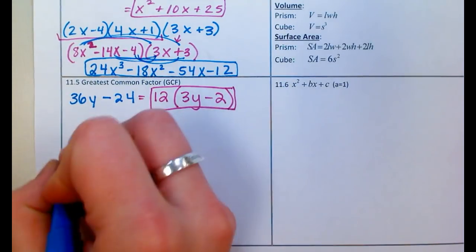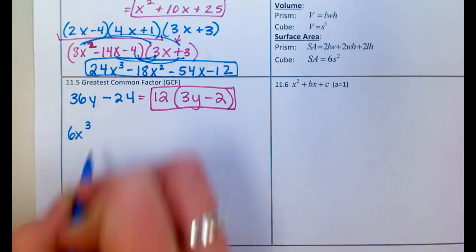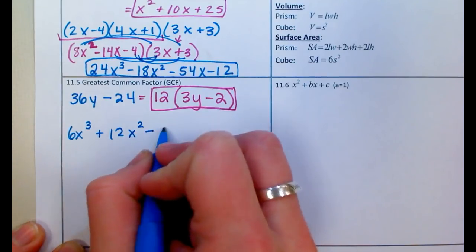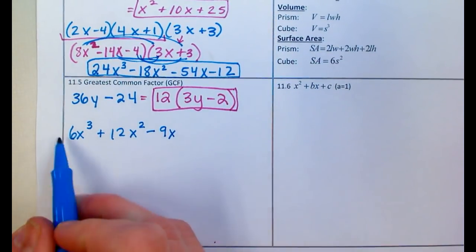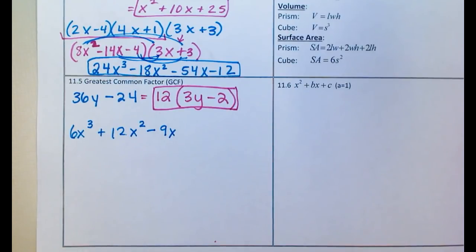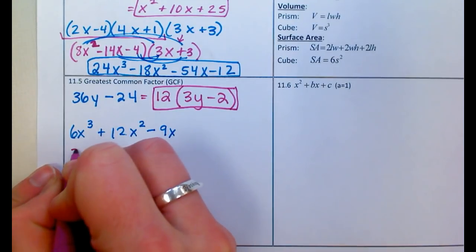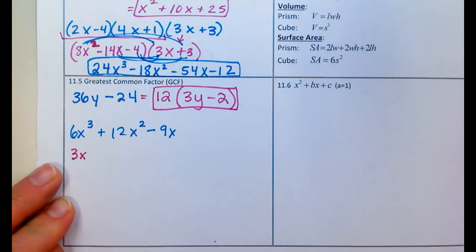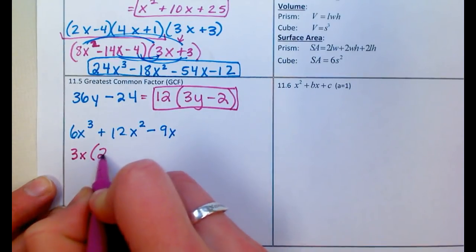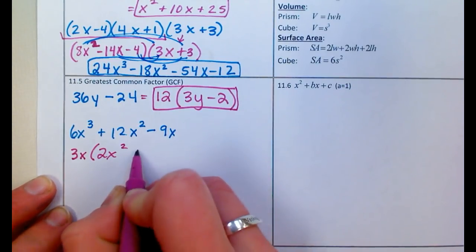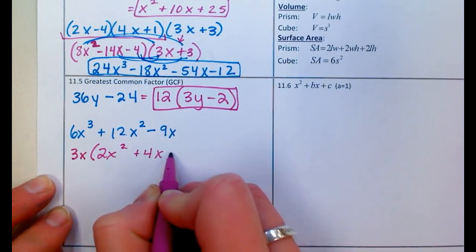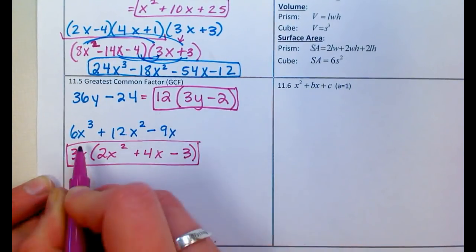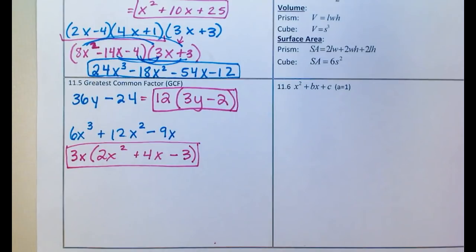So practice with another one, a couple more variables. 6x cubed plus 12x squared minus 9x. Between 6, 12, and 9, they all have at least a 3 in common. And then between x cubed, x squared, and x, they do have an x in common. So this would leave behind 2x squared plus 4x minus 3. Now this may factor, but we're just worrying about factoring GCF, practicing that GCF with all these problems.